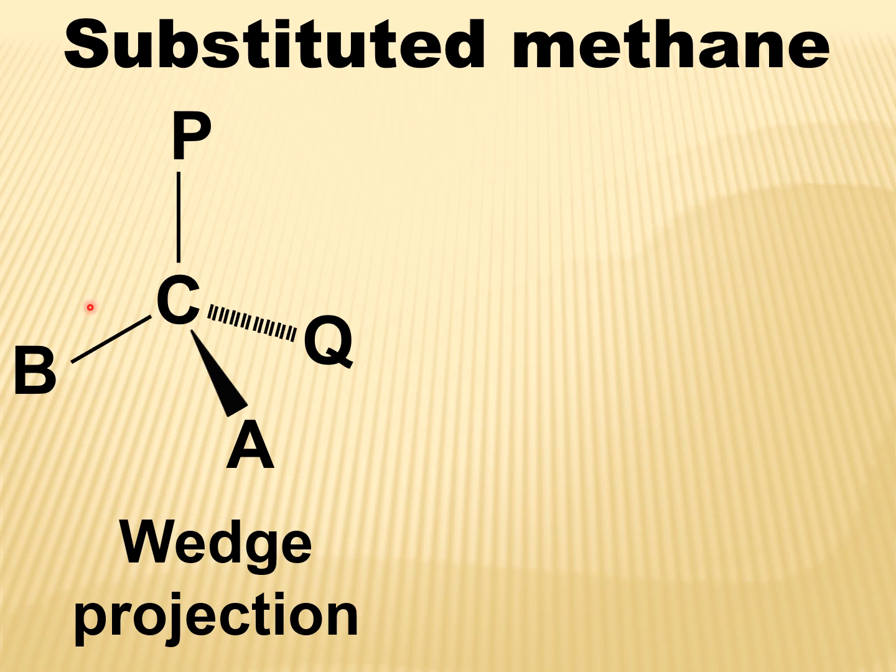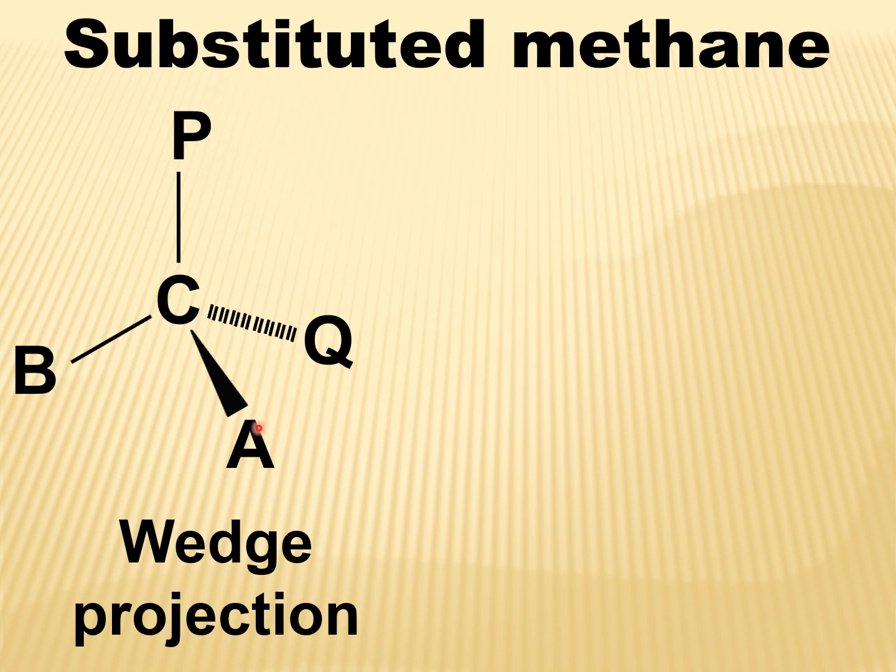Okay, so this is the three-dimensional structure. These two groups are in the plane of the screen. The group Q is projected towards the back of the plane and the group A is projected towards the front of the plane. So this is the wedge projection.